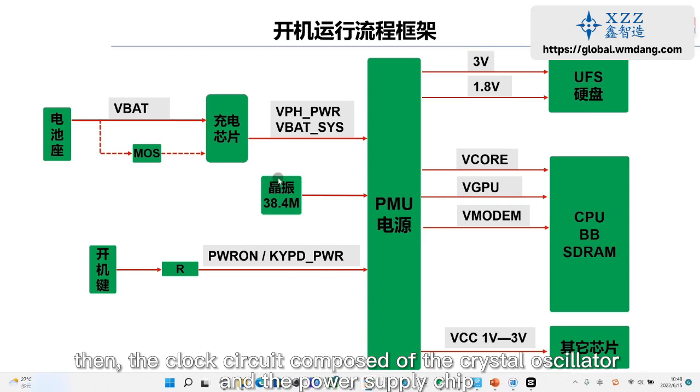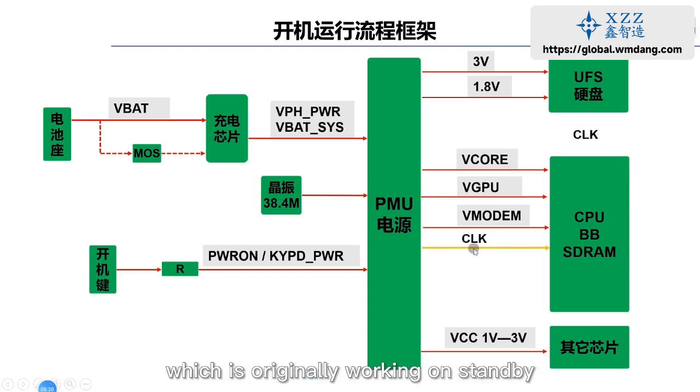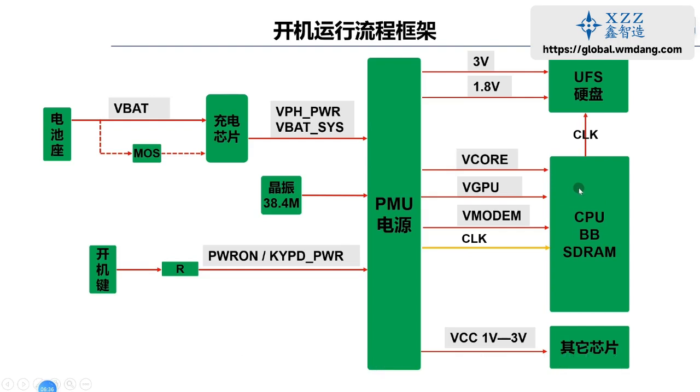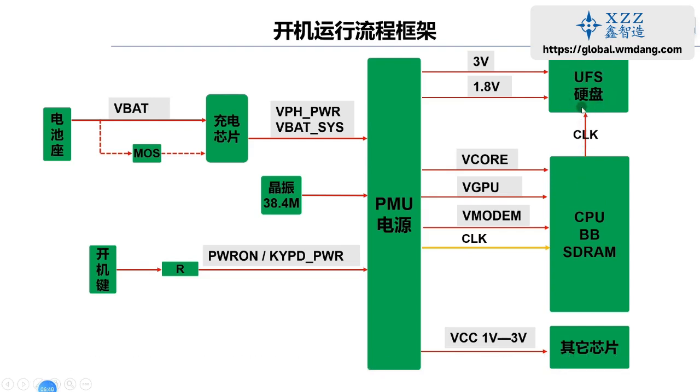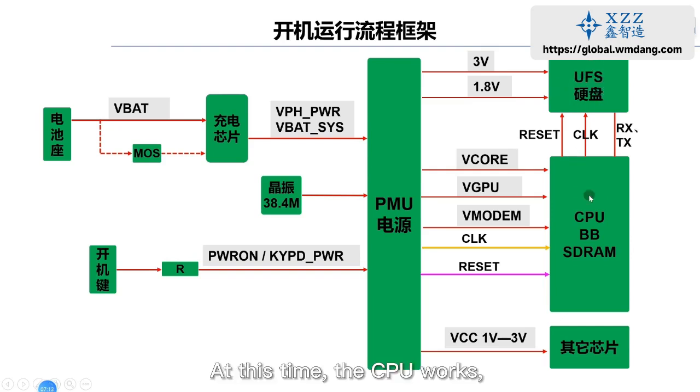After the power supply is supplied to the hard disk, CPU, and the temporary storage, then the clock circuit composed of the crystal oscillator and the power supply chip will provide a clock signal to the CPU circuit, which is originally working on standby. The CPU will also send the clock signal to the hard disk at this time. And then the power supply will send the reset signal to the CPU. The CPU will also reset the font library. At this time, the CPU works.